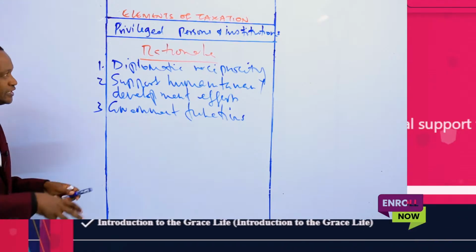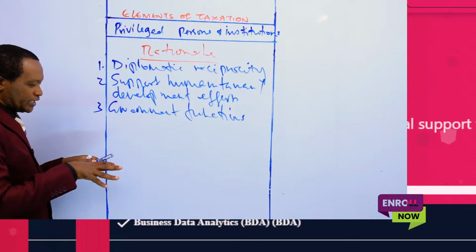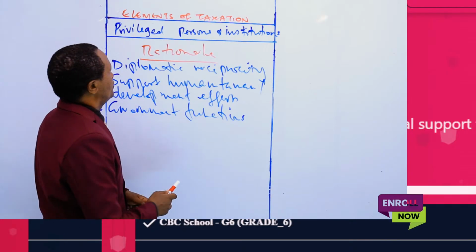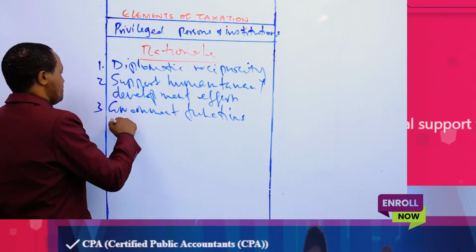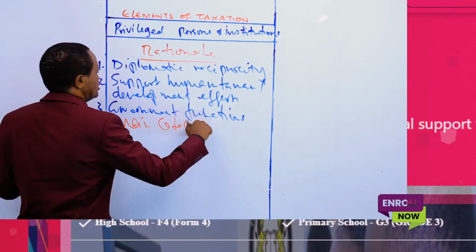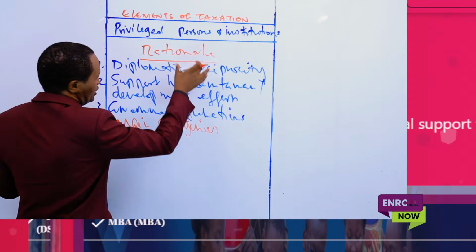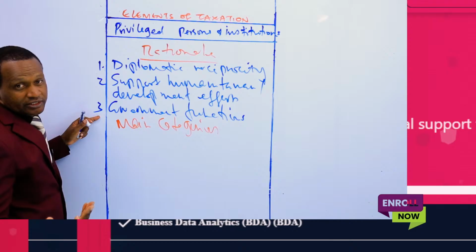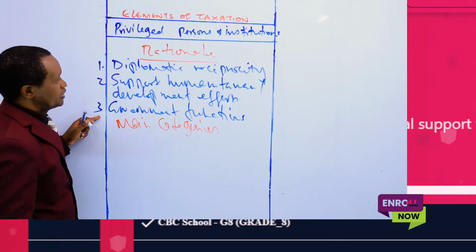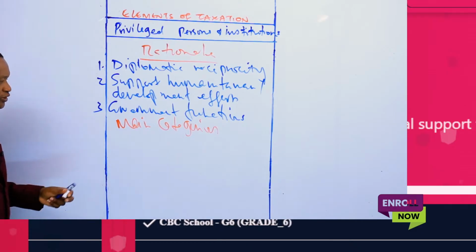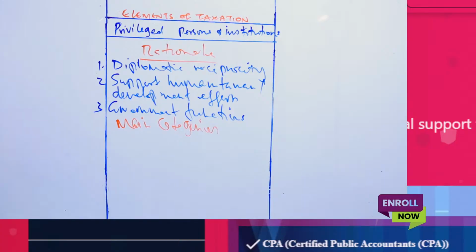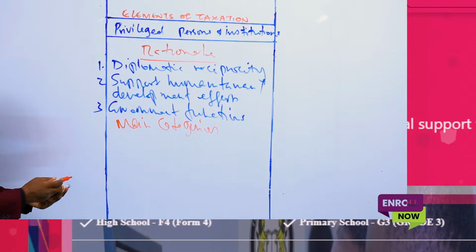Now let's move into the categories. What are the main categories of privileged persons and institutions? And candidates, the rationale gives you a hint on the main categories. Okay, the first category is diplomatic missions. Diplomatic missions, number one.